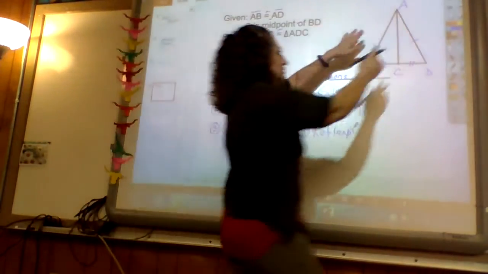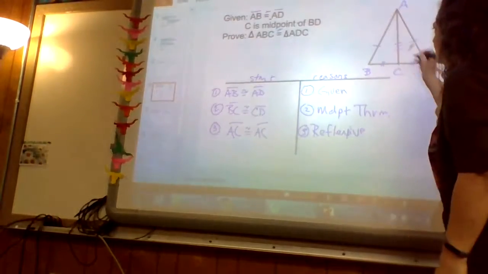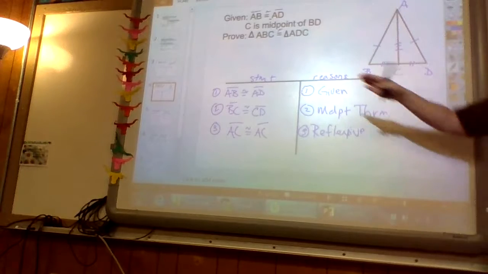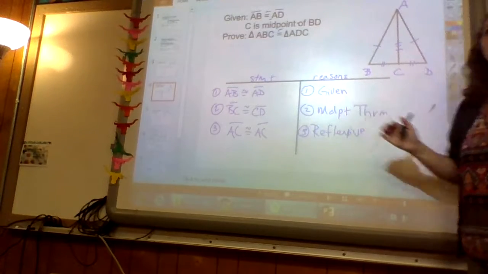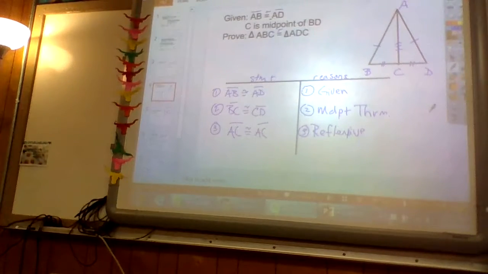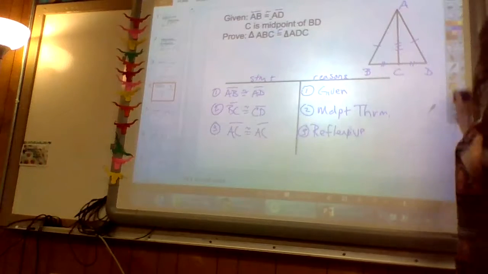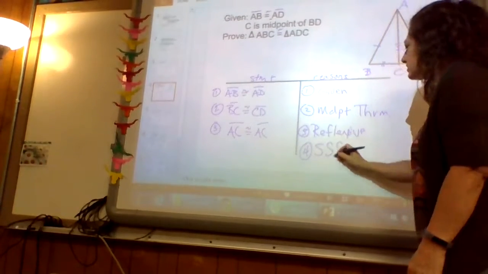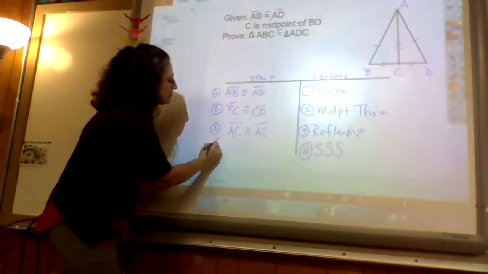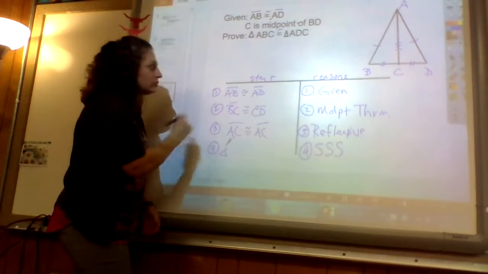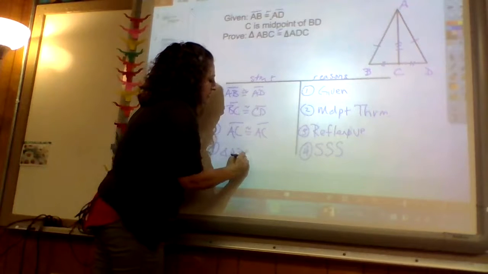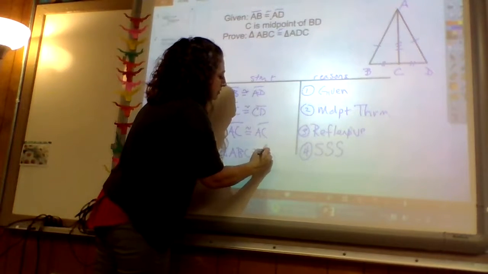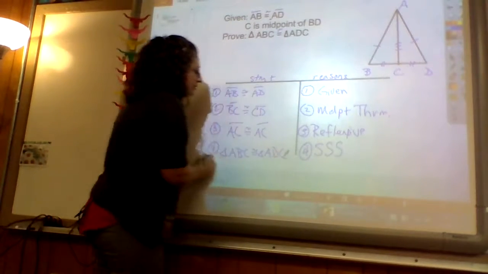Now we have one side, we have two sides, we have that side that's shared that's the same. They are all listed in our proof. So which method can we prove triangles congruent? Side, side, side, or side, angle, side? Side, side, side. So our reason, and the only time you ever use the side, angle, side, and side, side, side is whenever your statement is you're proving your triangle. So triangle ABC congruent to triangle ADC.